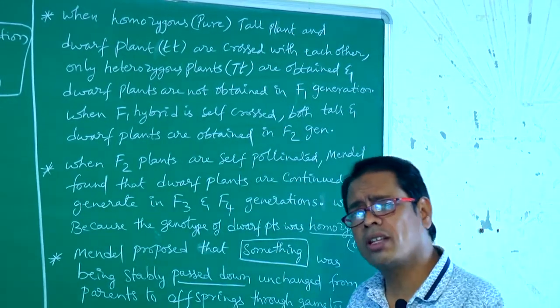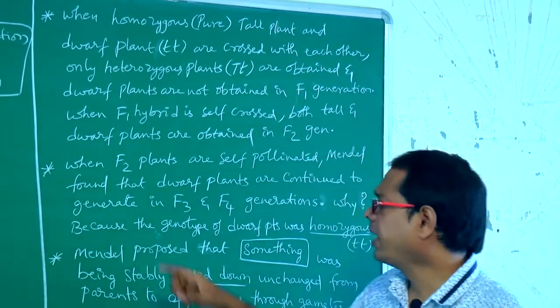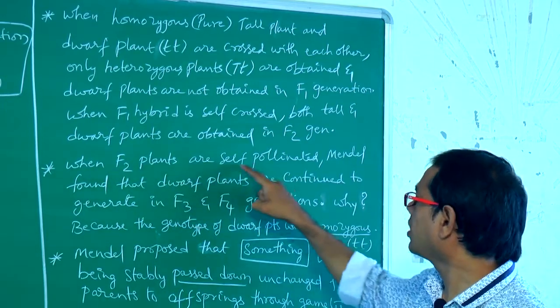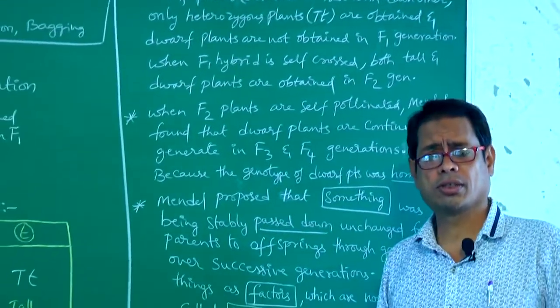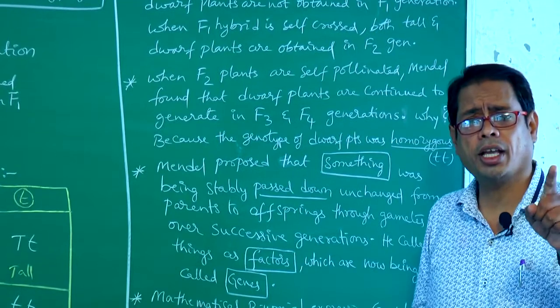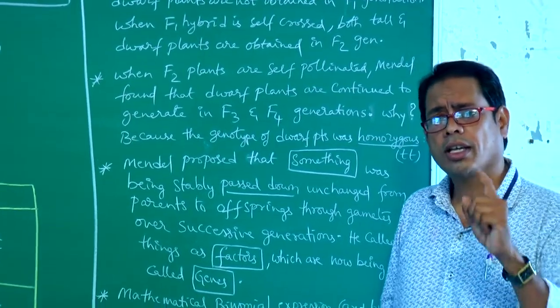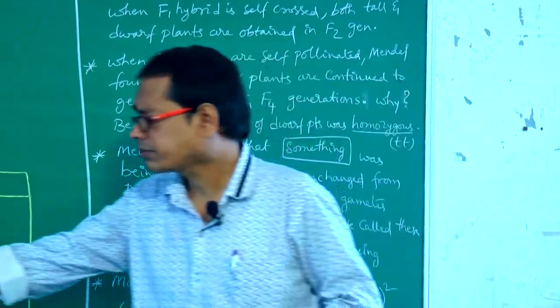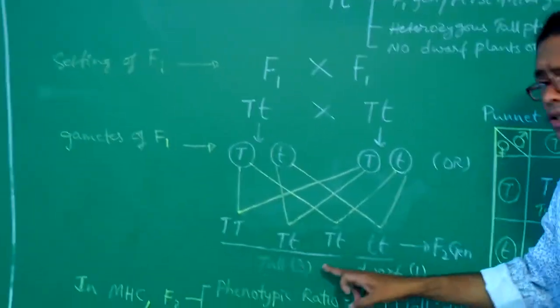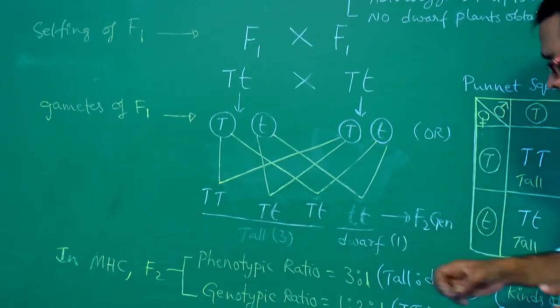When F2 plants are self-pollinated or self-crossed, that is capital T into capital T. Next one, capital T small t. See, these are the F2 plants.